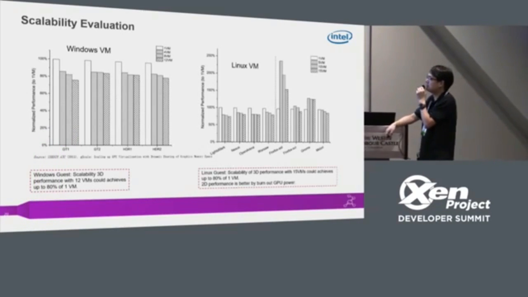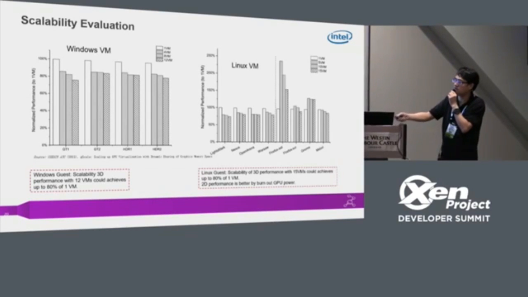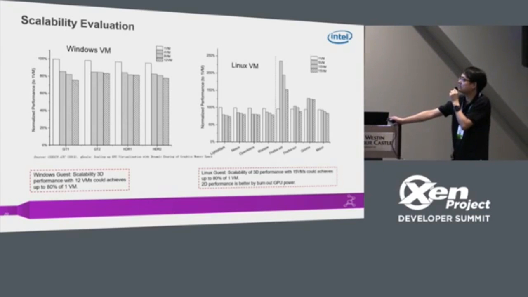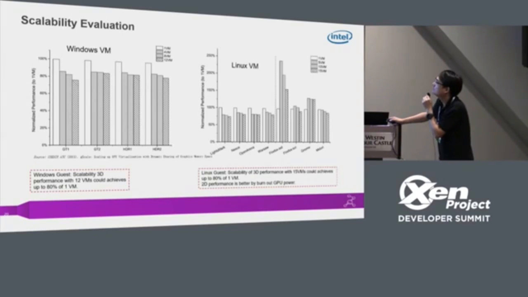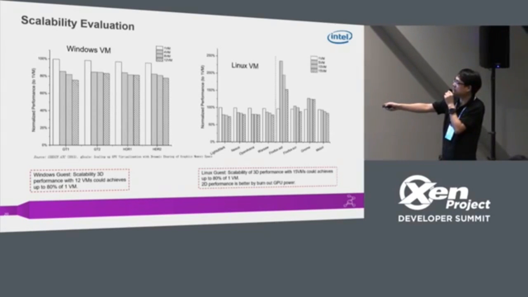Now we come to the real world: how we run the workload and what the final performance looks like. Again, we measure in the Windows guest and the Linux guest, and we normalize the data on a single VM to 100%. Then we increase the numbers to 4 VMs, 8 VMs, and 12 VMs. Even with 12 guests, the total performance is above 80% of a single guest.